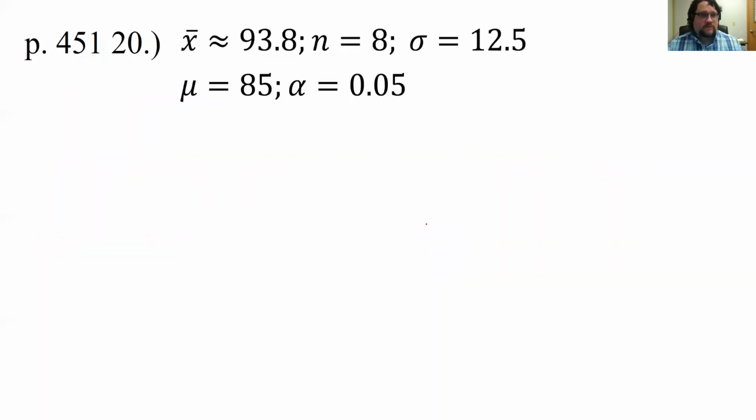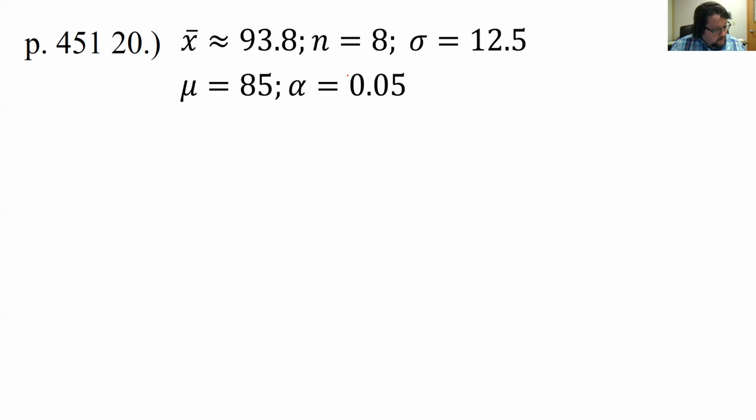Okay, so let's look at page 451, number 20. Gentle Ben is a Morgan horse at the Colorado Dude Ranch. Over the past 8 weeks, a veterinarian took the following glucose readings from the horse and has a list of those. The sample mean is 93.8. Let X be a random variable representing the glucose readings. We may assume that it's normal, and from past experience, we know sigma is 12.5.